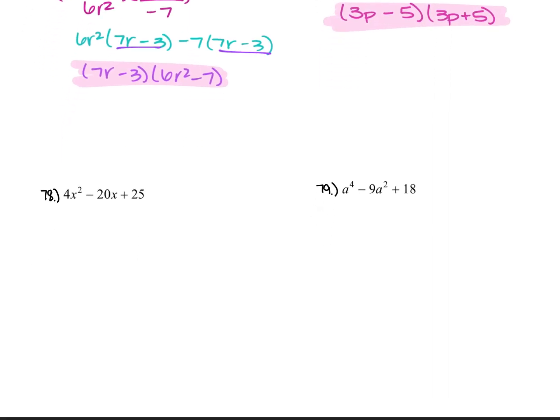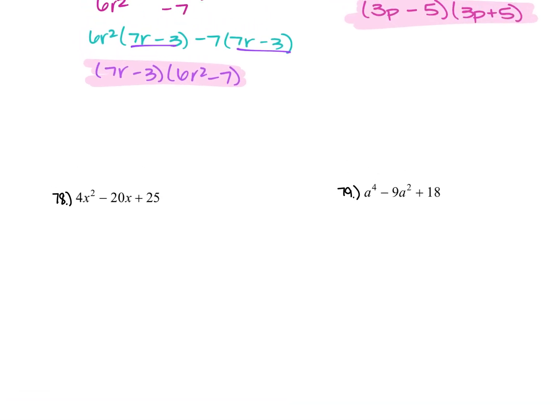For 78, we have 4x squared minus 20x plus 25. For this one, you can take the square root of the 4x squared, that's 2x. The square root of 25 is 5. If we do a negative 2 times 2x times 5, that gives us that negative 20x. So this is a perfect square trinomial. So we're going to keep the sign in the middle, use the 2x and the 5. That's 2x minus 5 squared.